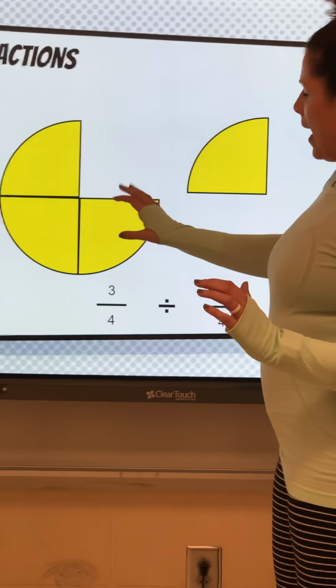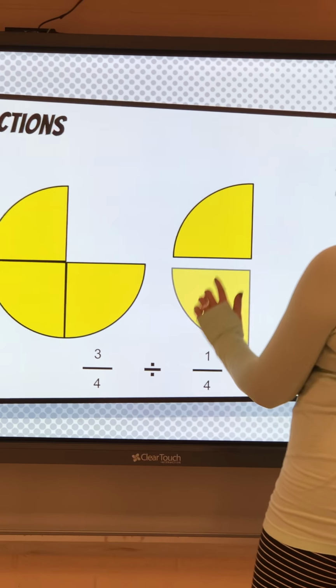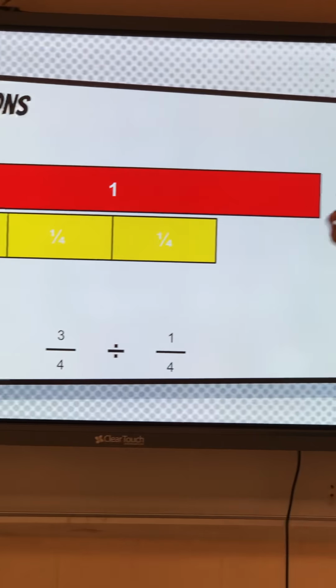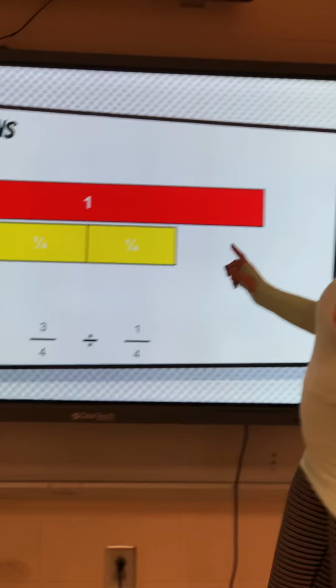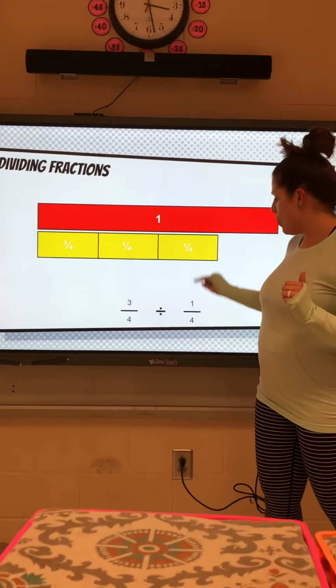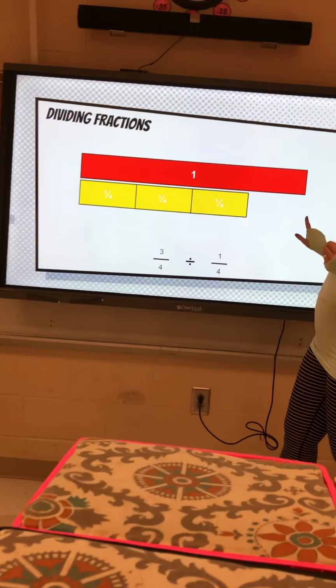Now this one I think could be kind of easy, because here's 3/4, and you're counting 1, 2, 3. There's 3. So the answer there would be 3. Now here's the way to look at it with the fraction bars, okay? How many 1/4 are there in 3/4? There's 3.